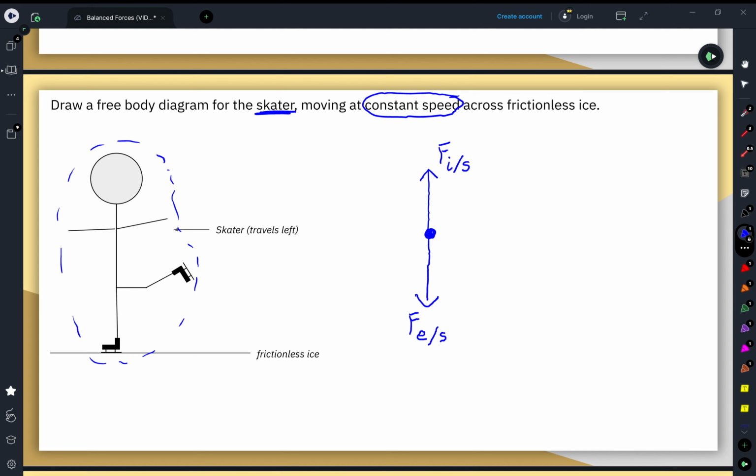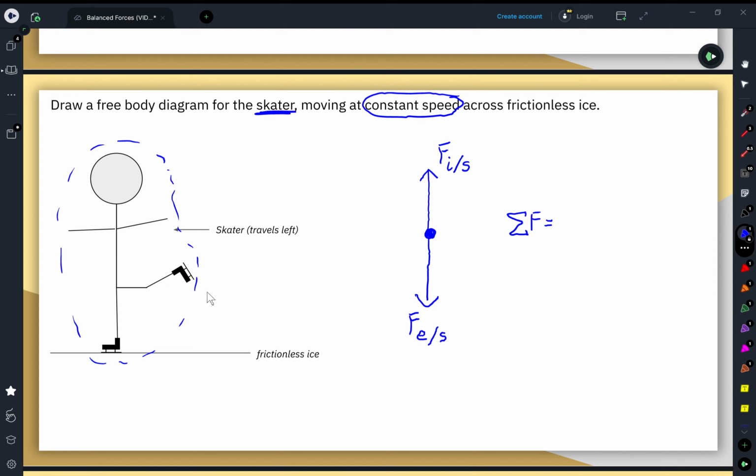Which means that all the forces acting on the skater are balanced. Because I cannot see any other interactions between the skater and anything, that must mean these are the only two forces we have here. So, step 5 is to identify the sum of the forces acting on the skater.